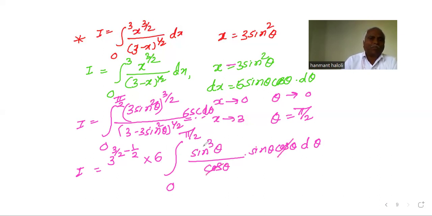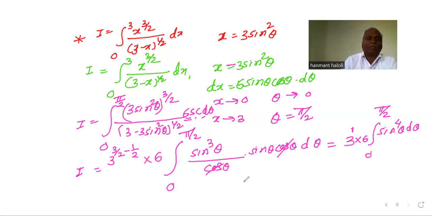Cos cancels, sin becomes 4, and this integral becomes 3 raised to 2 minus, here 3 minus 1 is 2, 2 upon 2 is 1, so 3 raised to 1 into 6, and this integral 0 to pi by 2 sin raised to 4 theta d theta.